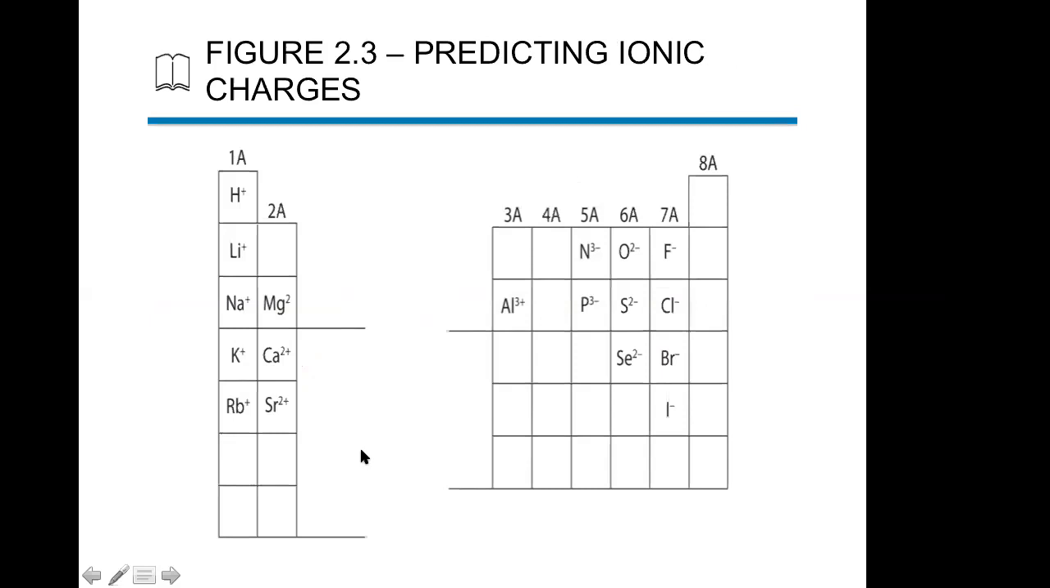I mentioned before that there are some columns that have pretty consistent charges on them. So group 1 is always +1, group 2 is always +2. Beryllium is a little bit weird, but we won't see it in anything that we do. The group 8 over here, the noble gases, they're blank, but they're always 0 because they don't react with anything. And then we have the negative charges, the -1 charge for our halogens and the -2 charge for our oxygen group. That's actually called the chalcogens, but people don't use that term very much, so I won't really focus on that.